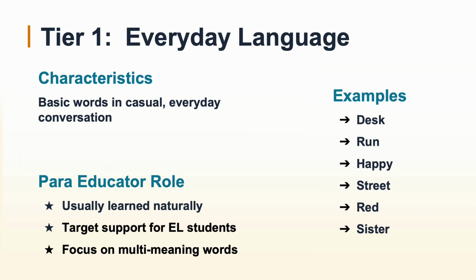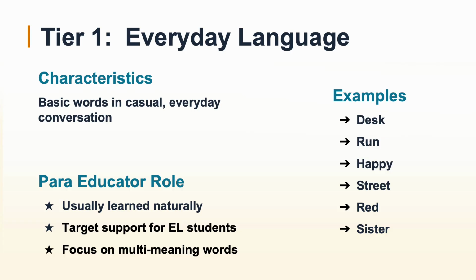Tier 1 consists of basic words that students encounter naturally through everyday conversation, at home, at school, and in media. These are words like desk, run, happy, street, red, or sister. For most native English-speaking students, these words do not require explicit structured instruction in school. However, keep in mind that for your English learners or students with severe language delays, these Tier 1 words are vital building blocks that you may need to explicitly point out or translate during a lesson.